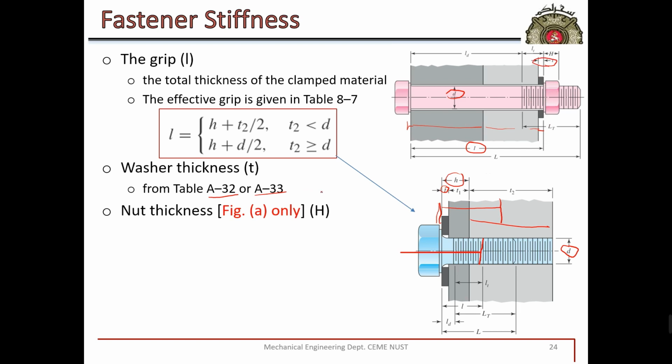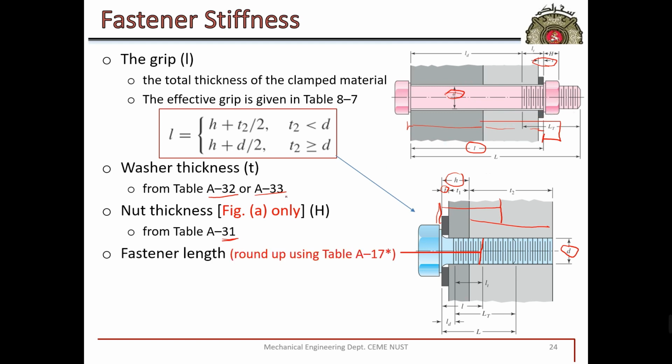Similarly, to calculate the total length, we also have this nut and we need to calculate the thickness of the nut. The thickness of the nut can be checked from table A31. You should have a book; go to table A31 and, for any required diameter D, you can check the thickness of the nut.